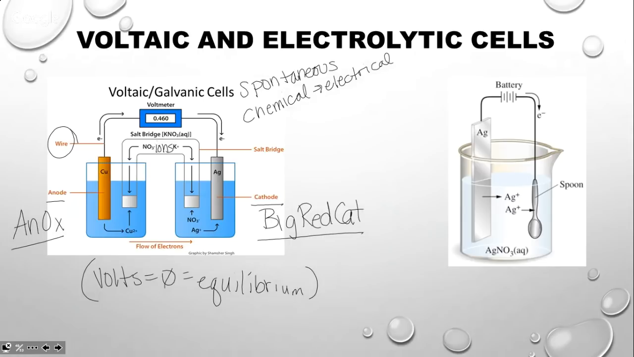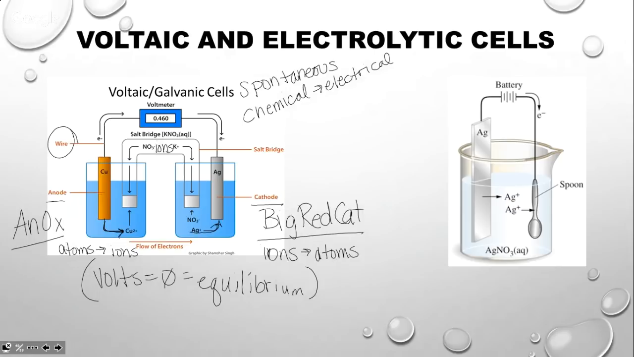The electrons go from anode to cathode through the wire. The cathode gets bigger because ions make atoms. The anode gets smaller because atoms that are part of the anode become ions, and those ions go into the solution. So ions are turning into atoms at the cathode, atoms are turning into ions at the anode. So the anode is getting smaller and the cathode is getting bigger.